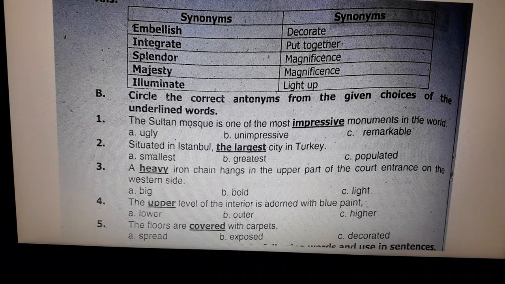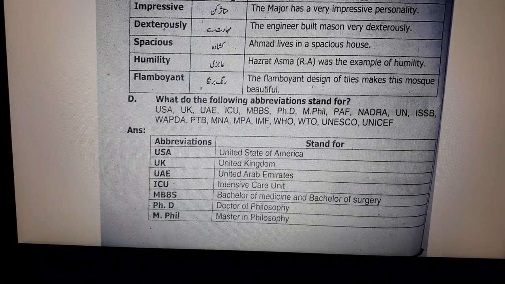So the next exercise is C. Find out the meaning of the following words and use them in sentences. Impressive, dexterously, spacious, humility, and flamboyant. For Pakistani students, the meanings are also given in Urdu, but for international students, it is enough to read the words and make the sentence. Impressive. The major has a very impressive personality.